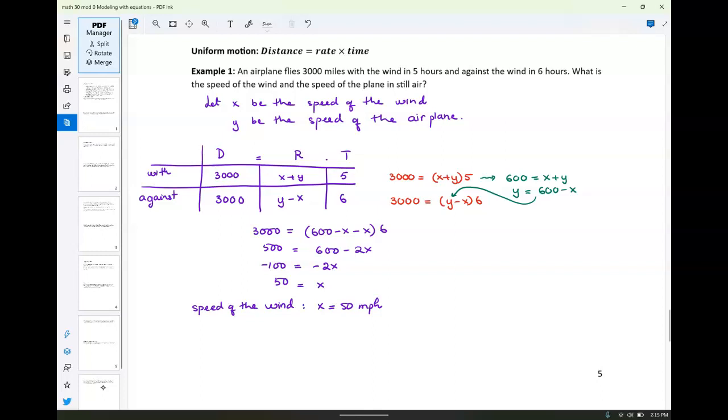Well, the speed of the plane: I know that x plus y equals 600. So y equals 600 minus x, which is 600 minus 50, 550 miles per hour.